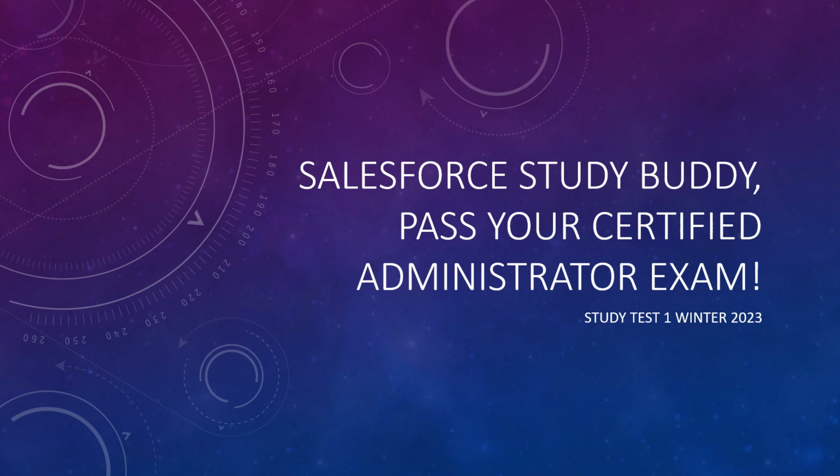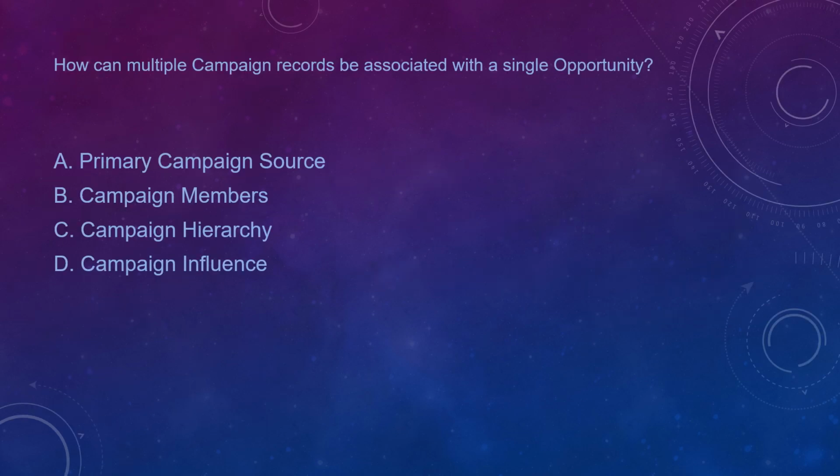So let's get going. How can multiple campaign records be associated with a single opportunity? A, primary campaign source, B, campaign members, C, campaign hierarchy, D, campaign influence.